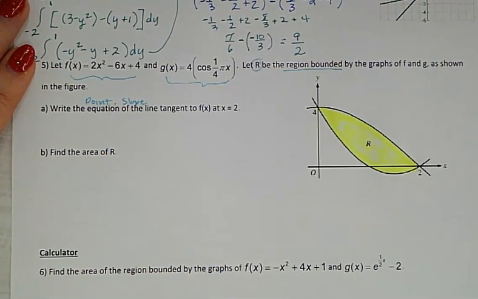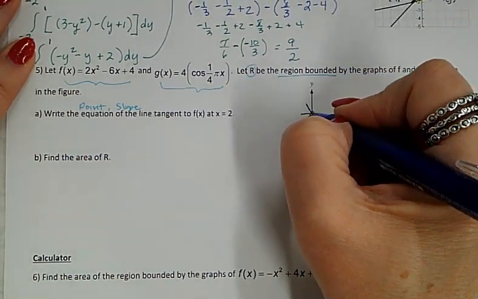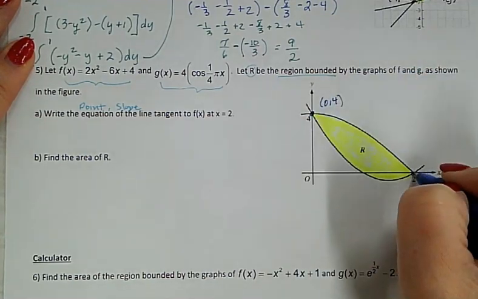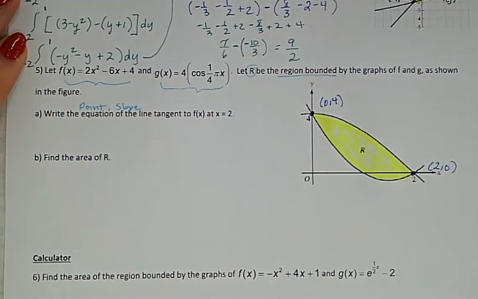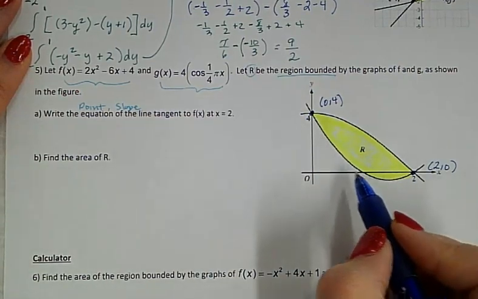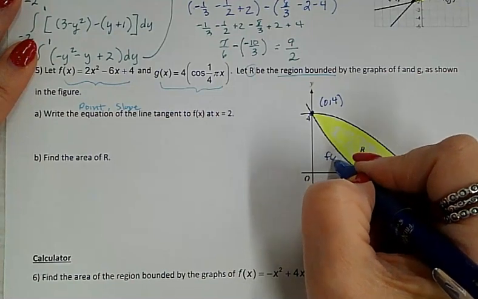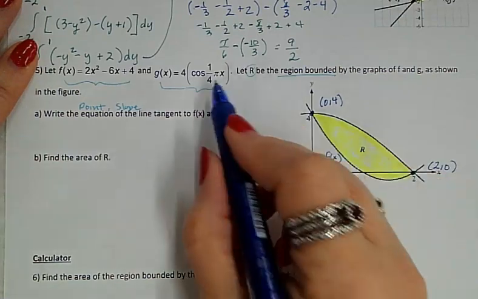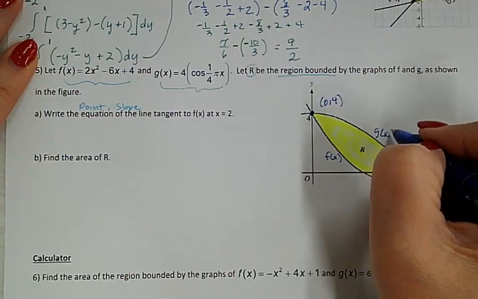So I'm going to come over here and label some things before I have you pause your video again. And I notice that we have the intersection point here of (0, 4). I know that I have an intersection point here of (2, 0), so I have my intersection boundaries. I know that this is the quadratic part of the equation, so this side is going to be f of x. And I know that this side is going to be part of my transcendental function, my cosine function, so this is going to be my g of x.